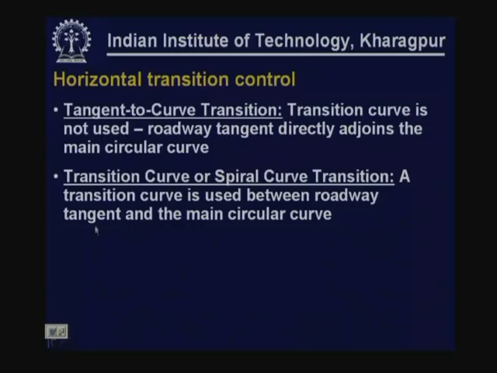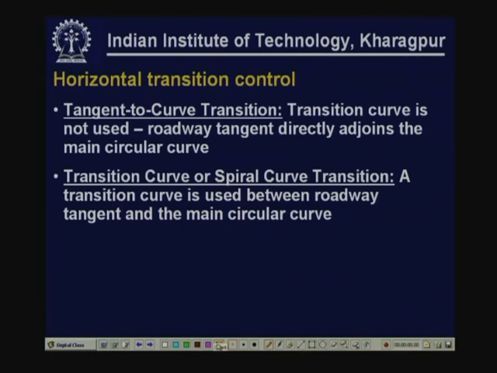So, let us see the two types of transition control. One is tangent to curve transition. Here a transition curve is not used. Therefore, the roadway tangent directly adjoins the main circular curve. The other way is the transition curve or spiral curve transition, where a transition curve is used between the roadway tangent and the main circular curve.